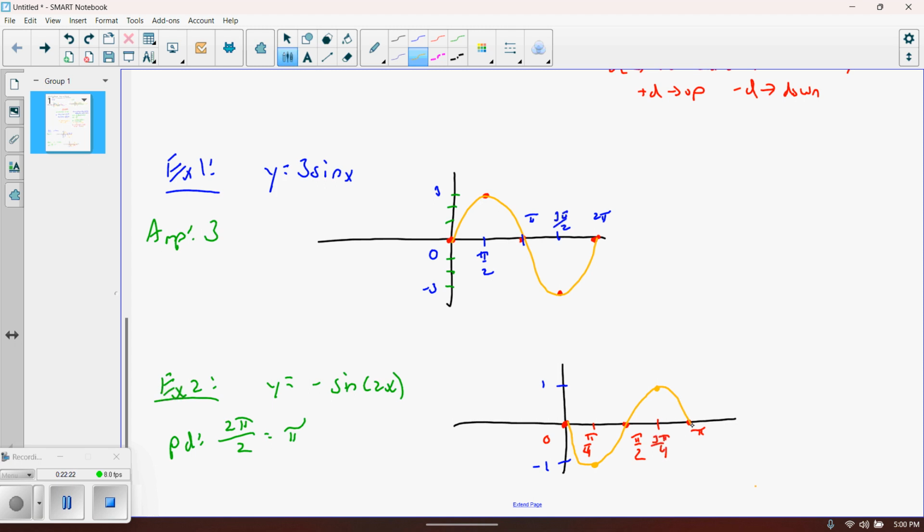So the period now changed to only pi units. The amplitude was still 1. There was no vertical or phase shift, but the period was pi, and it did flip or reflect over the x-axis because of the negative value out in front.